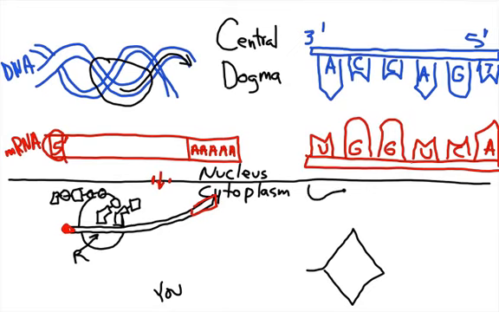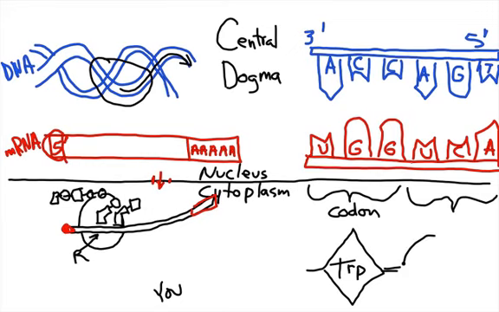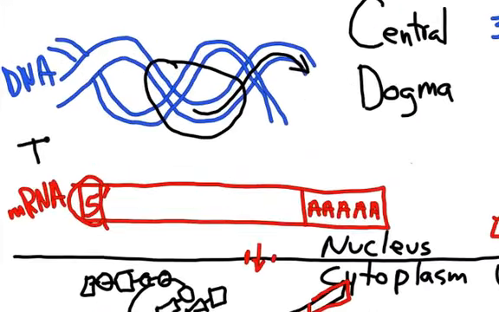These three letters in messenger RNA are what are called a codon, and those are going to code for a specific amino acid. In this case, UGG, and you'd have to use a chart to figure this out, is going to code for tryptophan. And the next three letters, UCA, is going to code for a different amino acid, and in this case, that's going to code for serine.